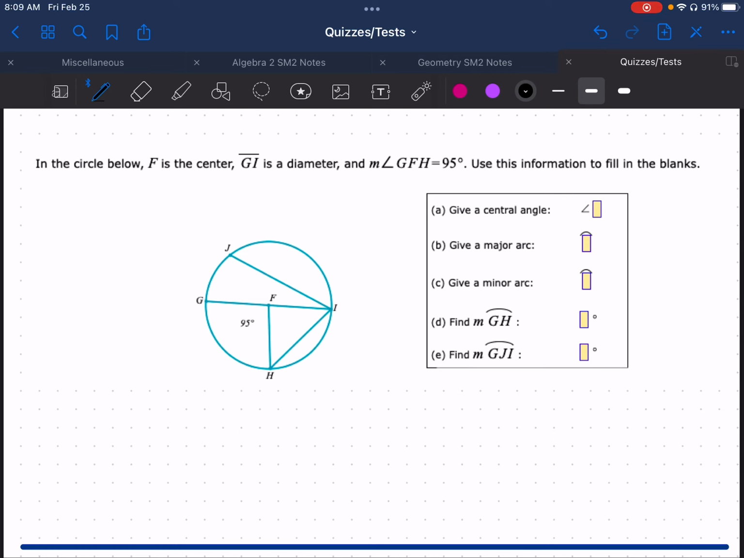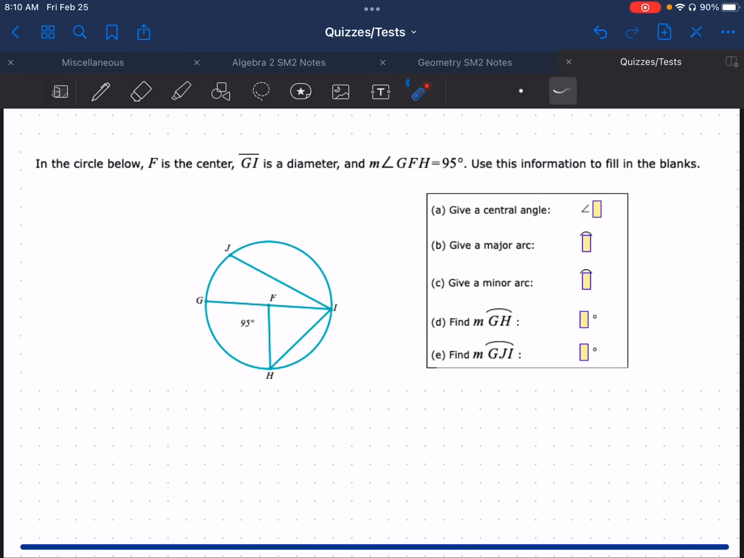Now, I could have seen all of that in the picture. I could have looked at the picture and said, there's my diameter, here is my radius, there is a chord, there's another chord, and then I can see right here that they're telling me this angle is 95 degrees. So all that information was in the circle, but it's always good to read it as well. We're going to use that information to fill in the blanks.